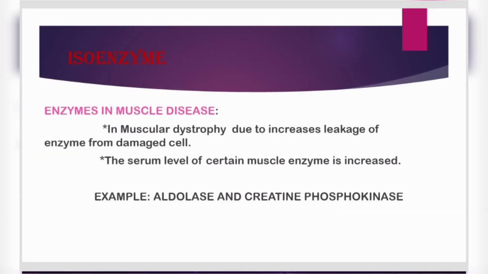Enzymes in muscle disease. In muscular dystrophy, due to the increased leakage of enzymes from damaged cells, the serum level of certain muscle enzymes is increased. Example, creatine phosphokinase.